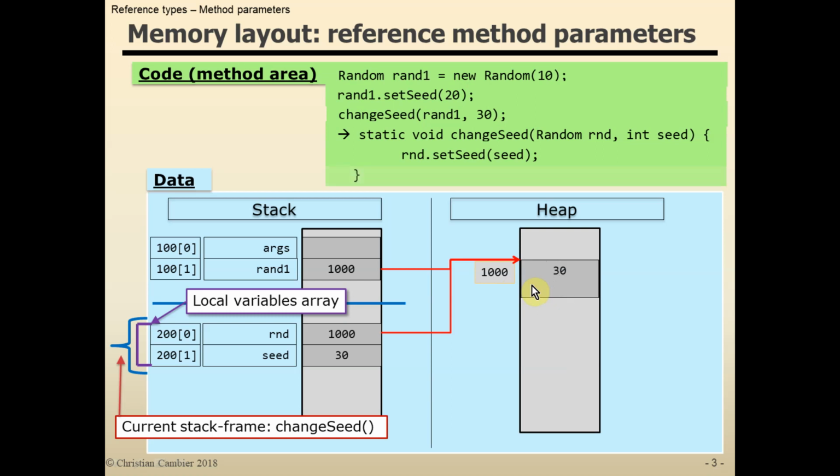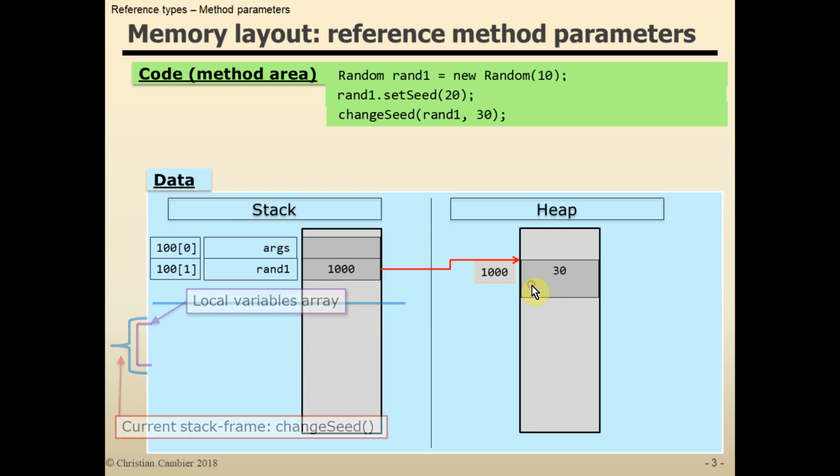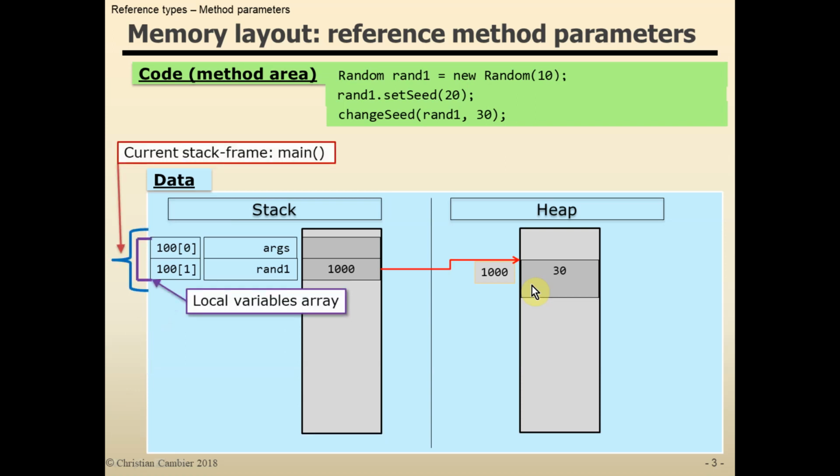That's all for this method. We leave this method, and since it is no longer executing, the stack frame associated with it will be removed from memory, and we are back at the stack frame of the main method. At this stage of the program, the object has a seed of 30.